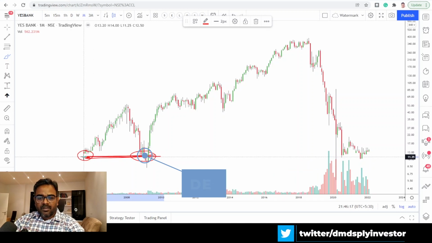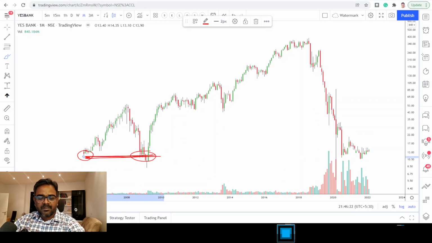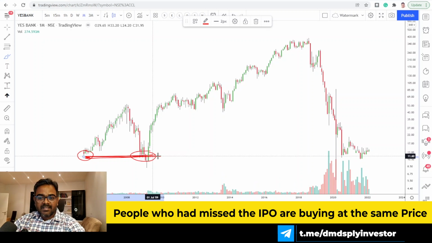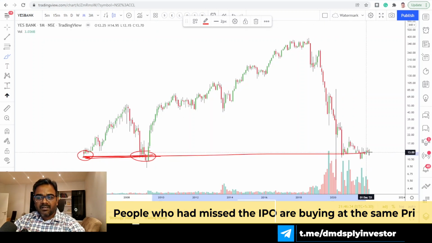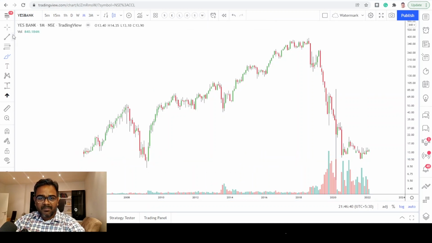Now, if you look at this point, every time the price goes up and it comes down, what's happening here, technically, is that a lot of people who missed the IPO are buying the stock again at the same price levels. And that's exactly what's happening after many, many years. Around the same level, there is again demand coming for YesBank, right?